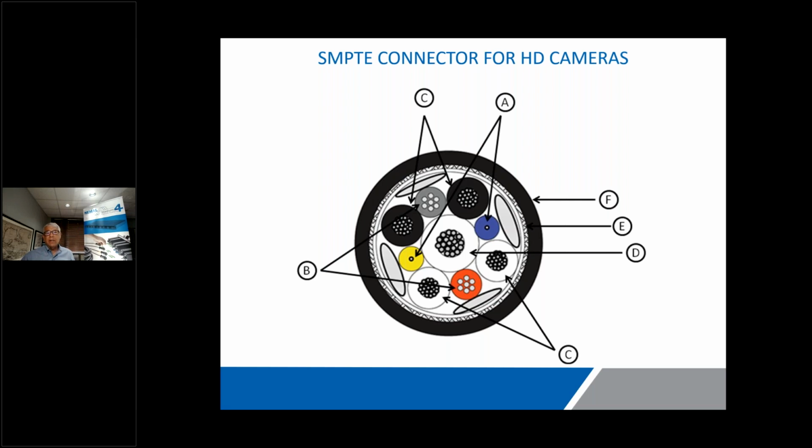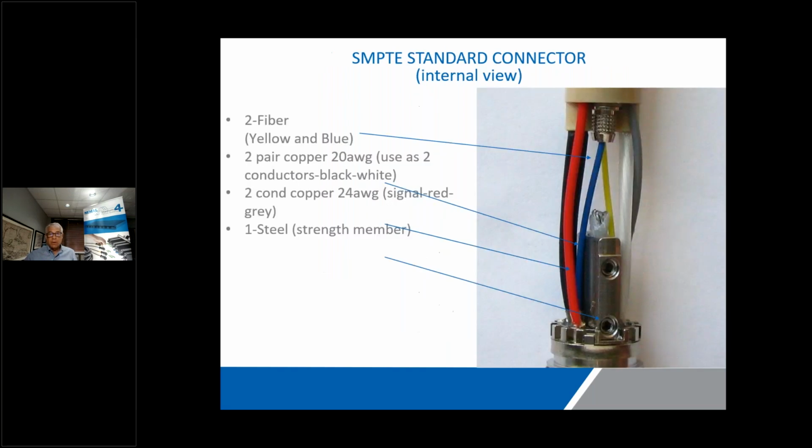So now let's take a look inside of a SMPTE cable. A typical SMPTE 311 has got a steel strength member in the middle, 2 single mode fibers, the blue and the yellow, 4 20 gauge copper conductors. Those are the 2 blacks and the 2 whites that we twist together to use as a single white and a single black. And then we've got the data conductors, the 24 gauge red and gray, which now sometimes are necessary and sometimes aren't, depending upon the camera software.